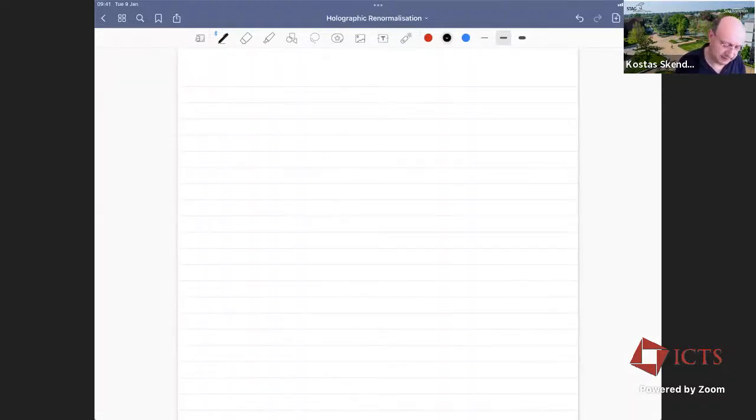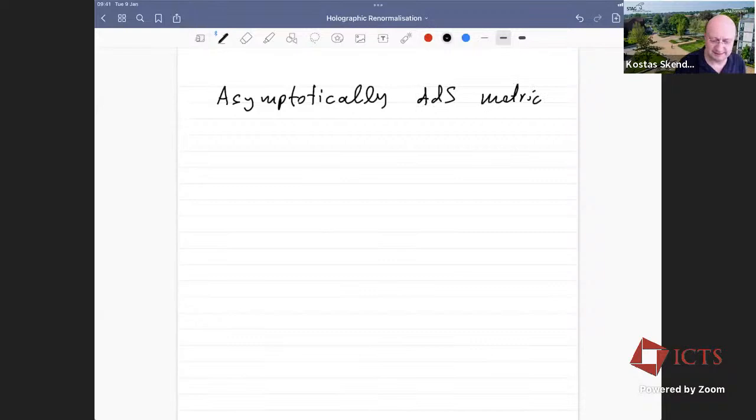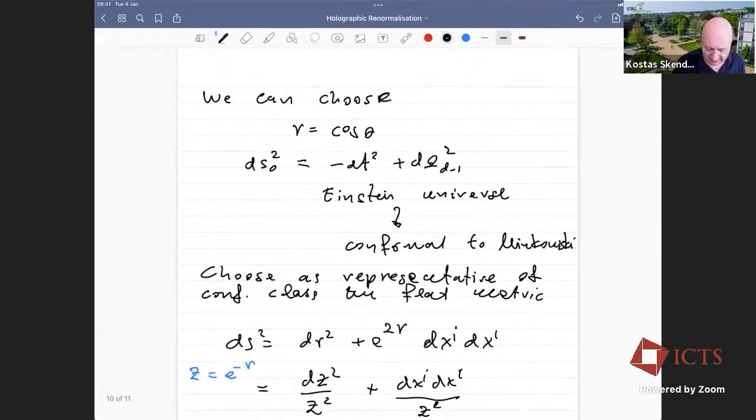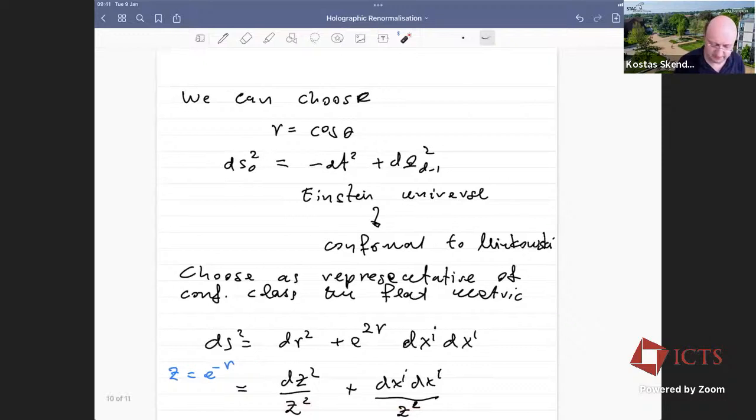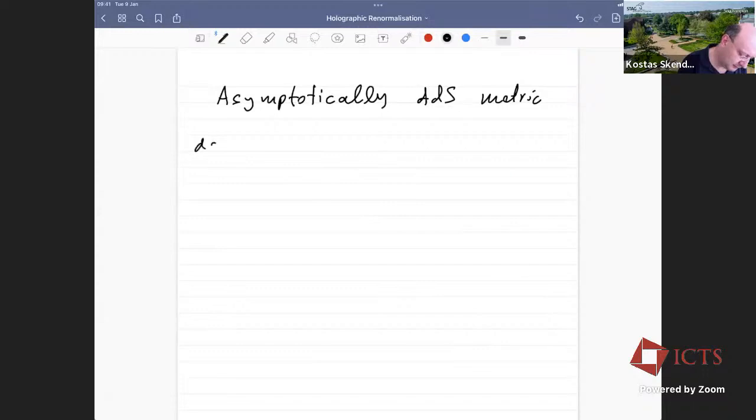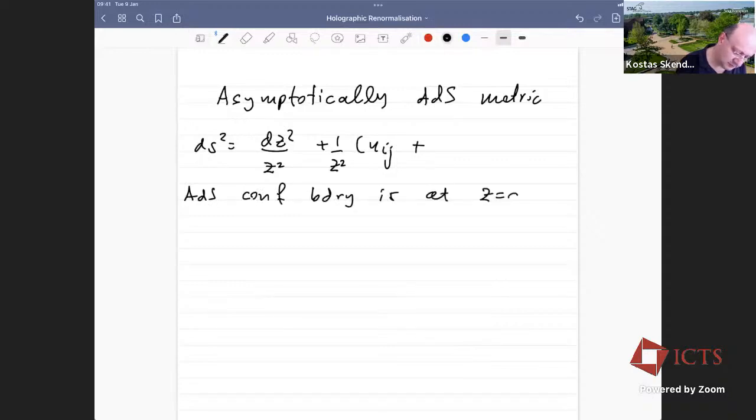Okay, so now let me define what is an asymptotically AdS metric. Well, this is really what the words say. The metric, as you go to large distances, should look like this one, but it should differ at subleading orders. Now the AdS boundary in these Z coordinates, the AdS conformal boundary, is Z equal to 0. So that's what an asymptotically AdS metric is.